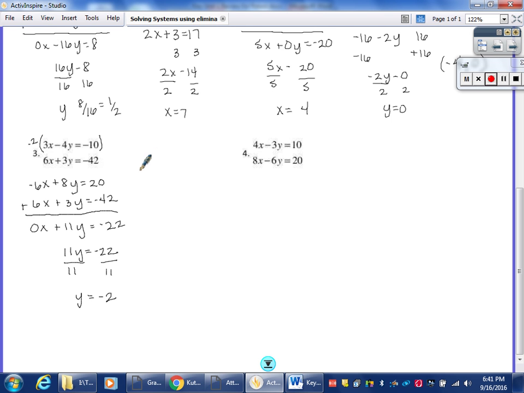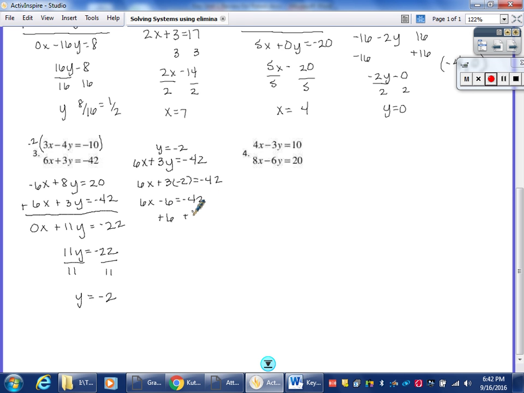And what I'm going to do now is plug that into one of my two original equations. I'll use the second equation this time. So we've got 6x plus 3y is equal to negative 42. And we know that y is negative 2. And so this is 6x plus 3 times negative 2 is equal to negative 42. 6x minus 6 is equal to negative 42.